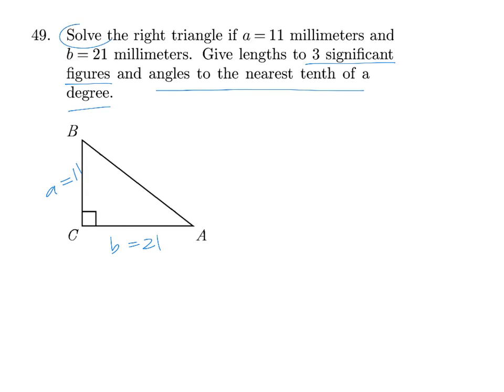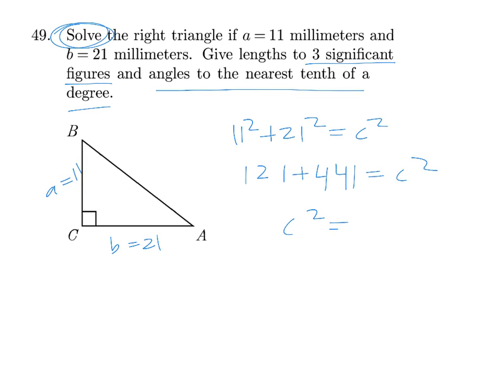We have to solve the right triangle. I've got to find all the missing sides. Well, I'm going to use the Pythagorean theorem. 11 squared plus 21 squared is equal to c squared. So I have 121 plus 441 is equal to c squared. I add those up, and I get 562. Take the square root of both sides, and I get c is equal to 23.7. All right, I got that part now.